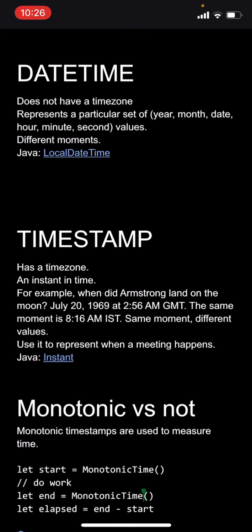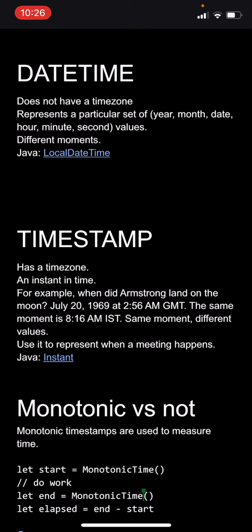Today we'll talk about date and time data types. MySQL has two data types used to represent a date and time: datetime and timestamp, the first two items in this list. Both of them have a year, month, day, hour, minute and second. But they represent completely different things.